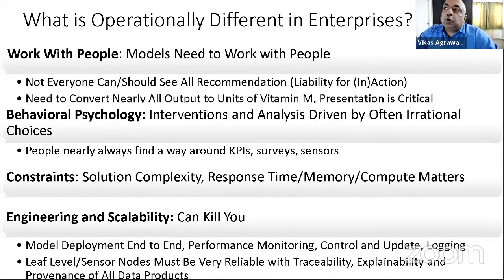We need to convert nearly all outputs to units of vitamin M, as in money, because the decision making in enterprises is often based on money. So a certain recommendation or certain output has to convert to money. One needs to worry about behavioral psychology because people nearly always find a way around KPIs, surveys, sensors, or AI-based systems. As you can imagine, many of us have figured out, as Google has changed, for example, how to give it queries that would create a desired result. Now, often the interventions and analysis in enterprise might be driven by irrational choices. So people can figure out ways around your AI system.